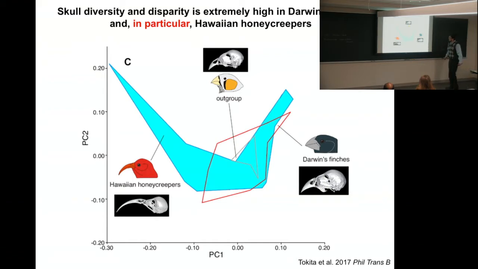Here is a morphospace. This is the outgroup and more basal species, which occupy this part of the morphospace. Darwin's finches are clearly more diverse, in many more directions. But it's the Hawaiian honeycreepers which not only match Darwin's finches, but also, because they have this very long, unusual skull for nectar feeding, evolved to occupy new parts of the morphospace.